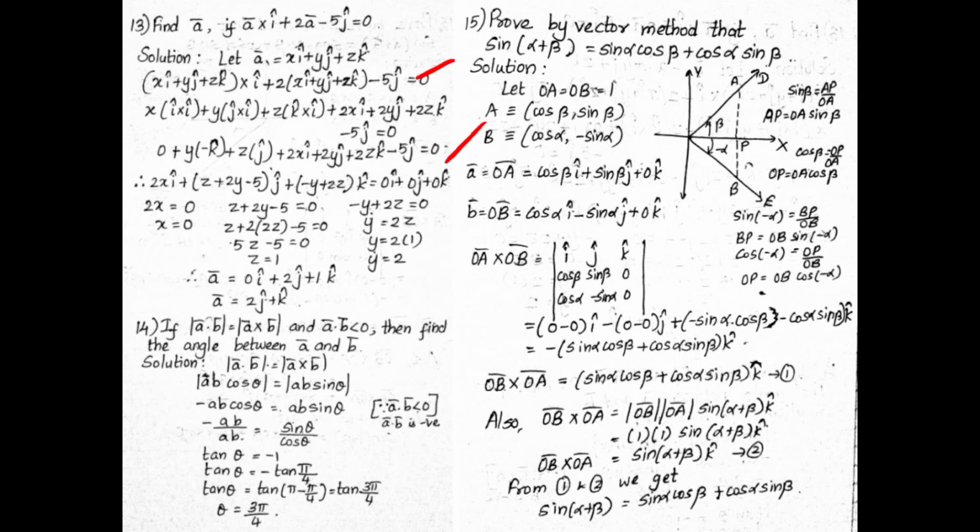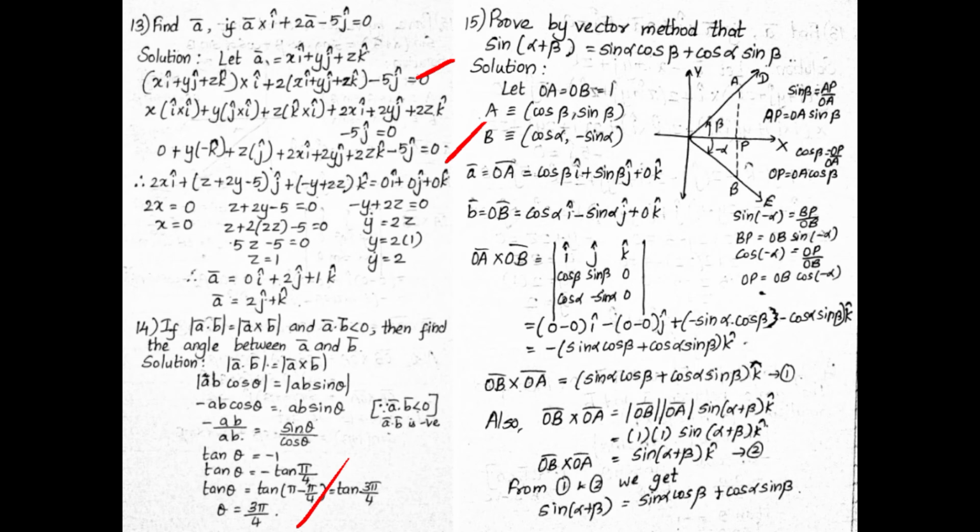So, -1 we will write as -tan pi by 4, because tan 45 degrees is 1. Tan negative lies in the second quadrant and the fourth quadrant. So we will write -tan pi by 4 as tan of (pi - pi by 4), which is equal to tan of 3 pi upon 4. So theta is equal to 3 pi upon 4.